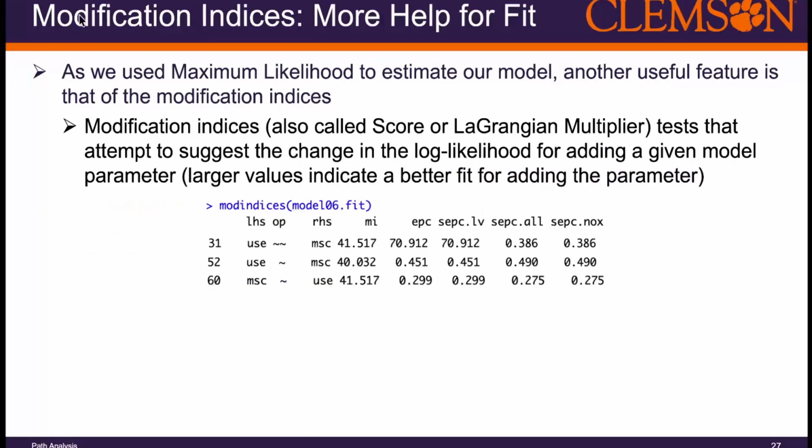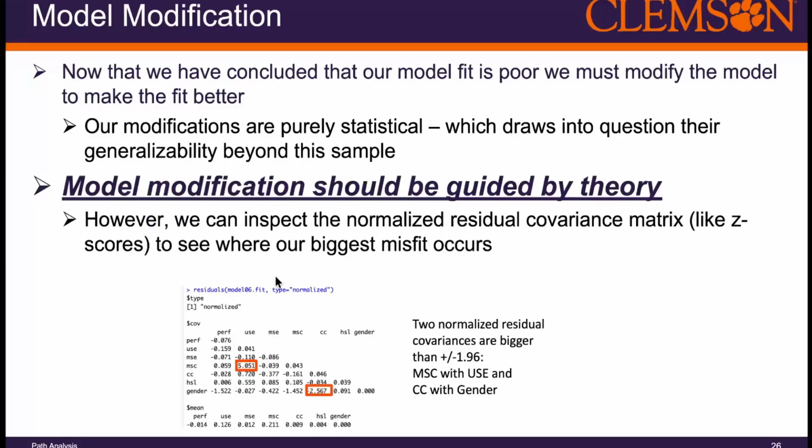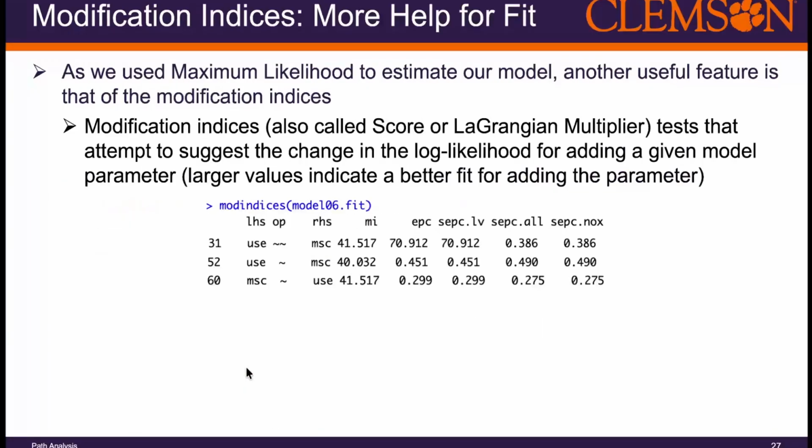The next set are something called modification indices. In different fields, these may be called score tests or Lagrangian multiplier tests. These are indices that suggest what the change in likelihood would be if you were to add a parameter to the model itself. So I used the mod indices function, and I was able to obtain three different indices. I'm going to target this usefulness versus math self-concept to try to remedy my model fit. I want a model parameter that makes the model fit for this square right here much better.